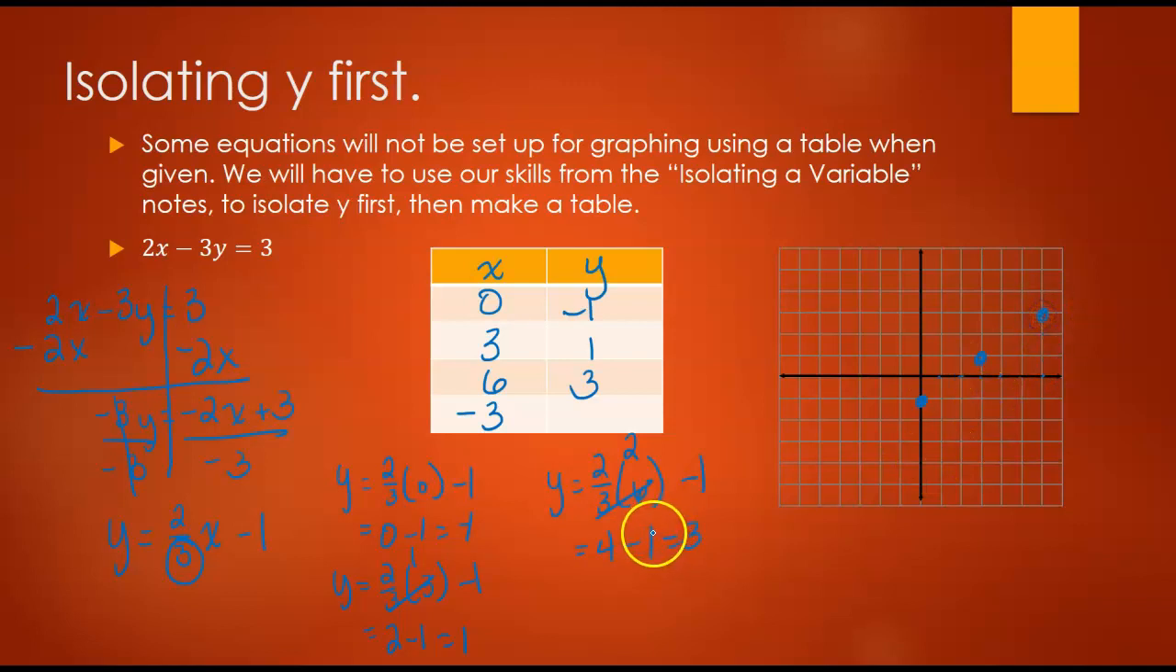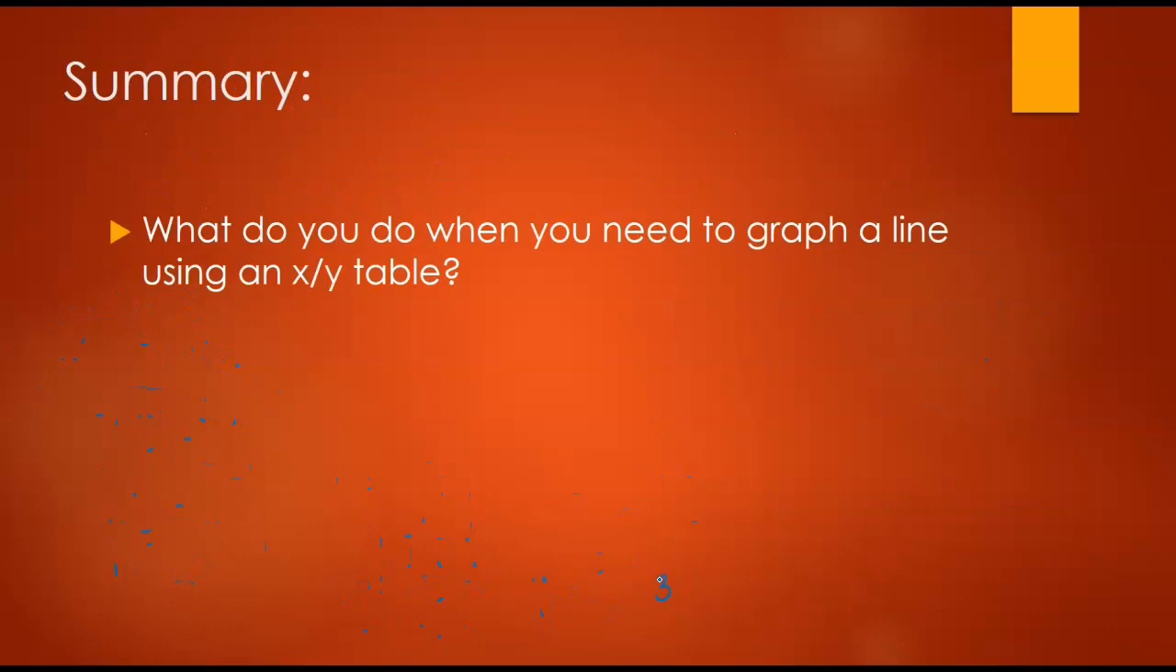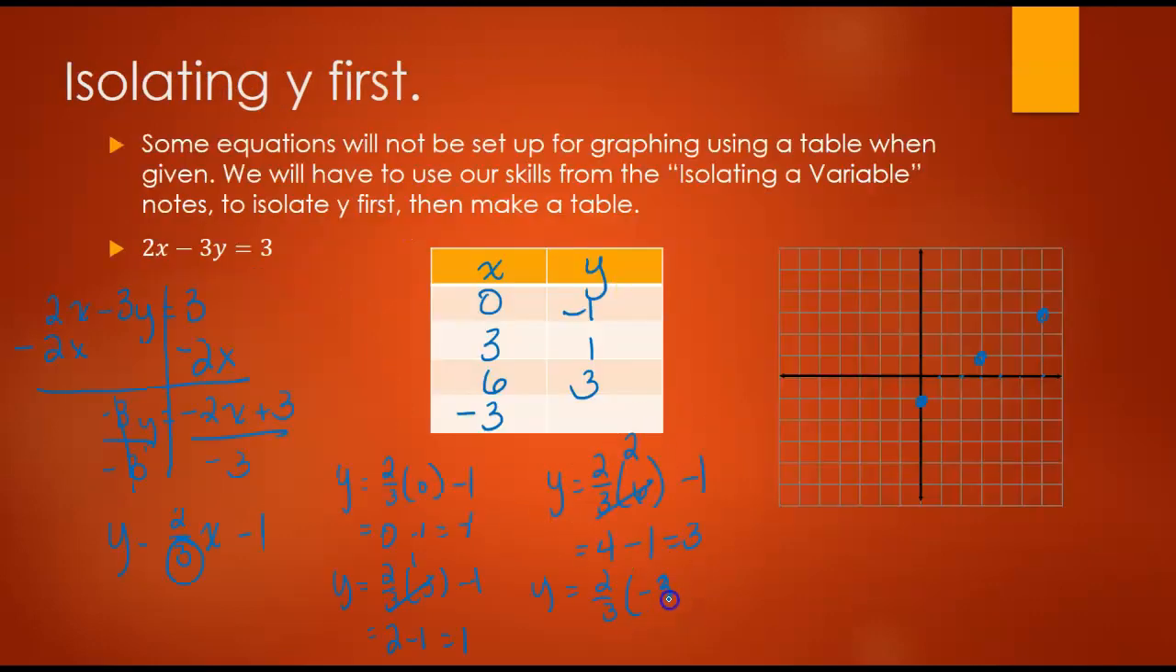And remember, we didn't choose 9 because 9 is going to run off the graph. So I chose a negative 3. So that's 2/3 times negative 3 minus 1. Negative 3 divided by 3 is negative 1. 2 times negative 1 is negative 2. Negative 2 minus 1 is negative 3. Check those with your calculator. So that becomes the point (-3, -3). And notice all of my points are in a straight line. If they were not in a straight line, I've made an error somewhere.